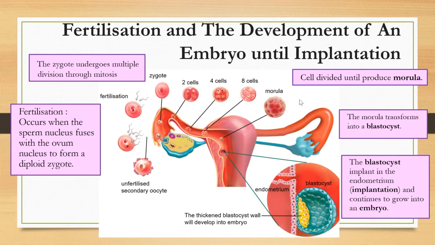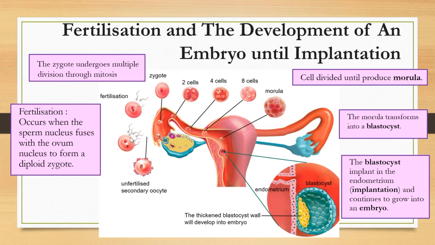Now let's take a look at this diagram. This is our ovary. As we learned before, oogenesis occurs in the ovary. So what is oogenesis? It refers to the formation of the secondary oocyte. The secondary oocyte is then released into the fallopian tube during ovulation. So what happens there? When the sperm enters, it will reach the secondary oocyte.